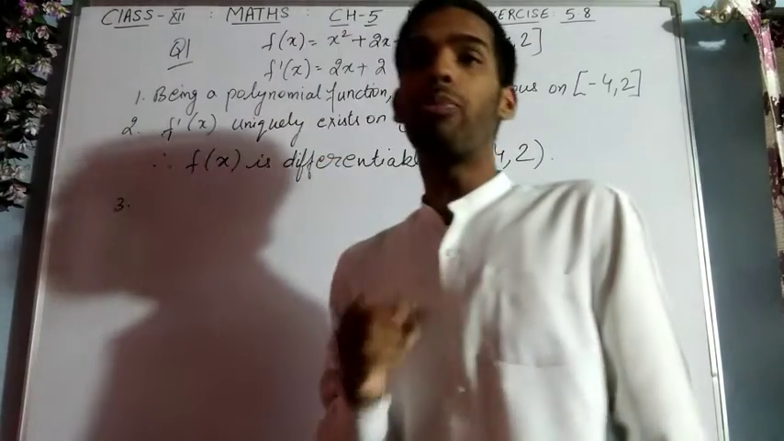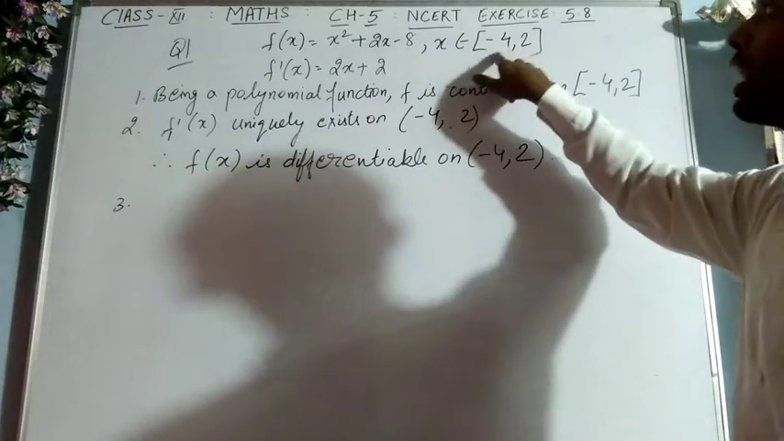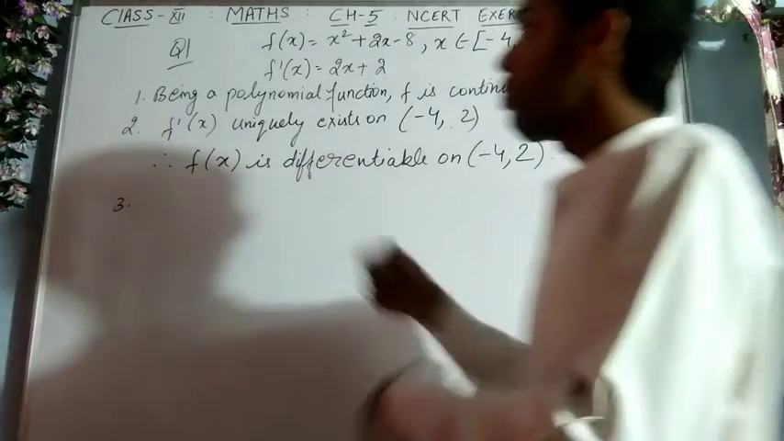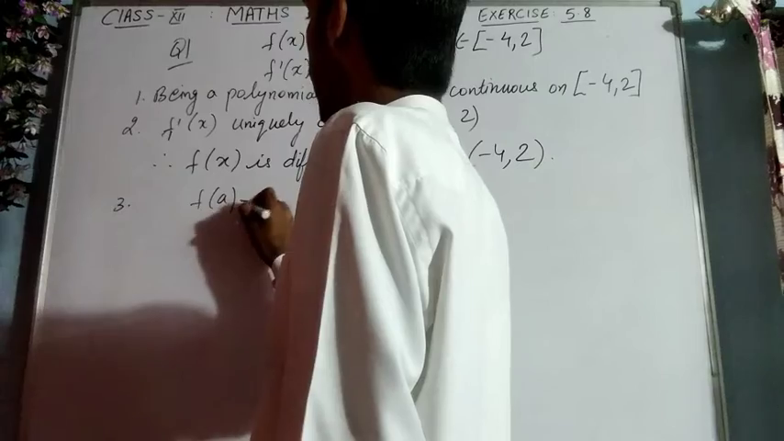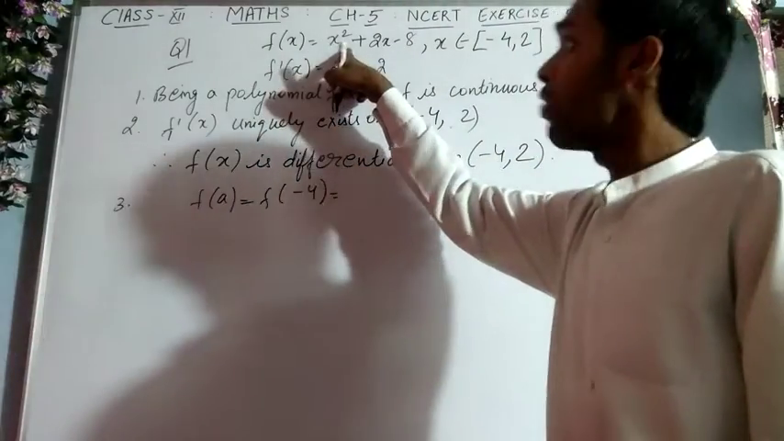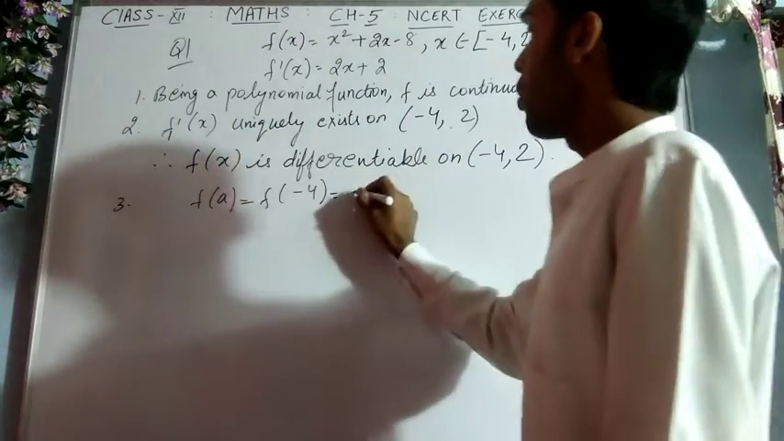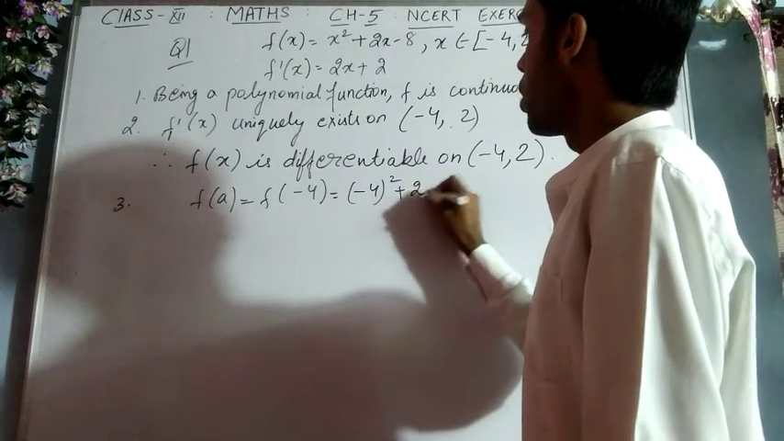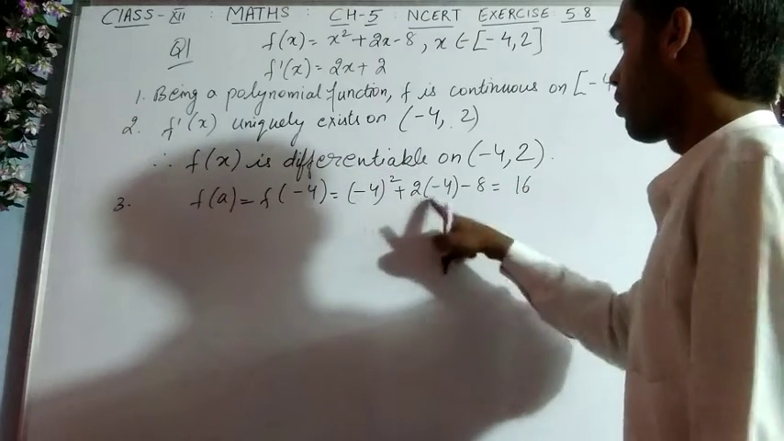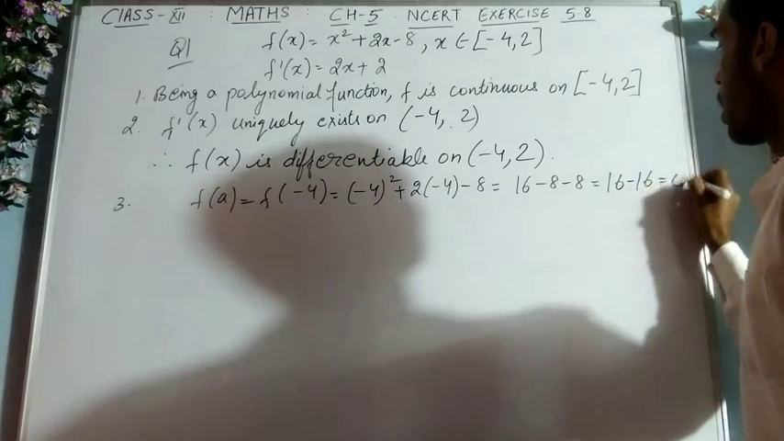The third point was f of b is equal to f of a, or f of a is equal to f of b. See, the condition is given to us. These limits are a and b. Lower limit is a and upper limit is b. So first of all, let us find f of a. f of a is f of -4. So f of x, students, you have this value: x square plus 2x minus 8. So what do you have to put here in place of x? -4. So -4 whole square plus 2 into -4 minus 8. -4 whole square is 16, minus 8, minus 8. So 16 minus 16 is equal to 0.